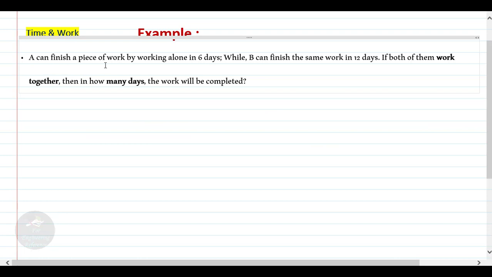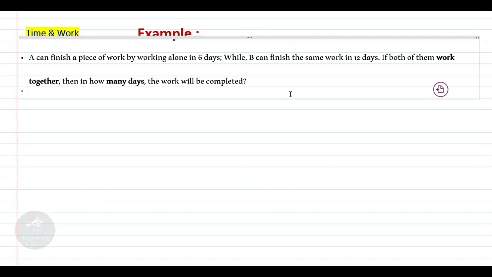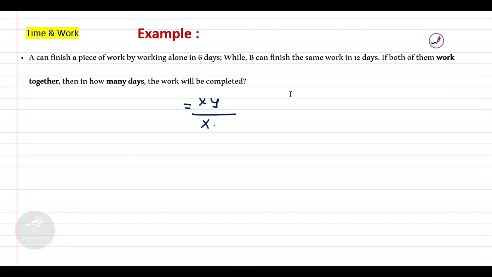A can finish a piece of work working alone in 6 days, while B can finish the same work in 12 days. If both of them work together, then in how many days will the work be completed? So this is our question. I hope you all remember the formula. The formula for 2 persons' completion is X into Y divided by X plus Y. Okay, we all know this.